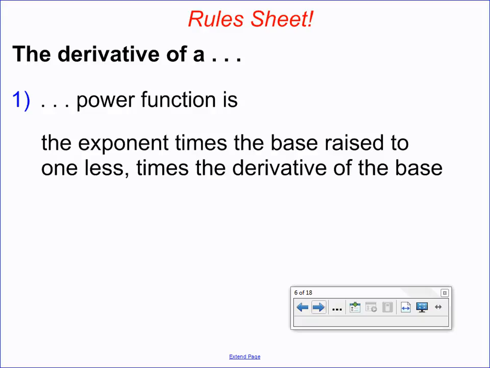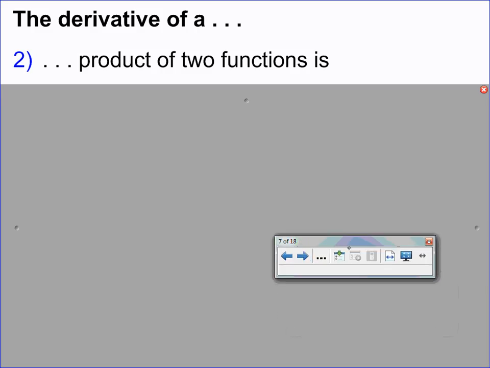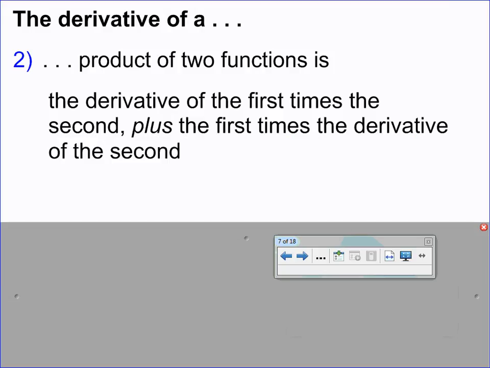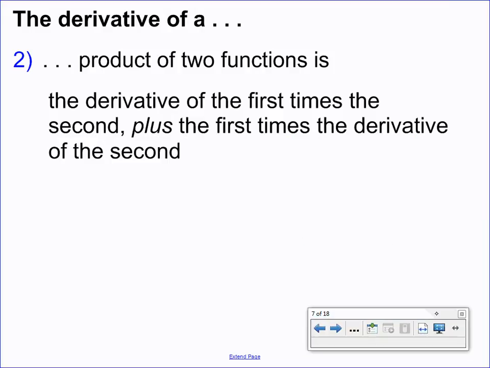All of these are written again on the highlighter activity too. If you don't finish up a portion of it, you'll have access to them in just a minute on the highlighter activity. But I want you guys to write them. I think that there's value in that and seeing it yet again represented differently. The derivative of a product of two functions is the derivative of the first times the second plus the first times the derivative of the second.